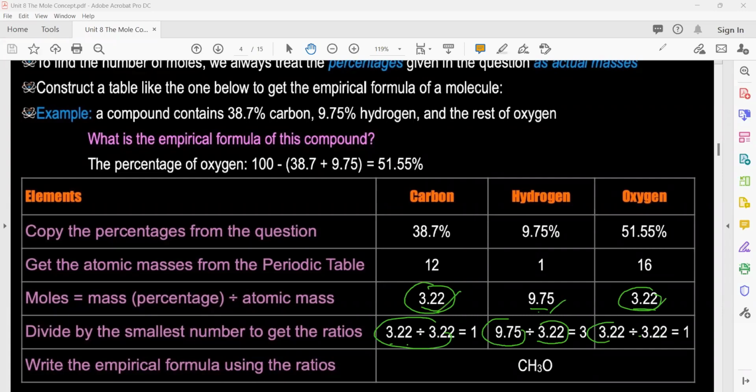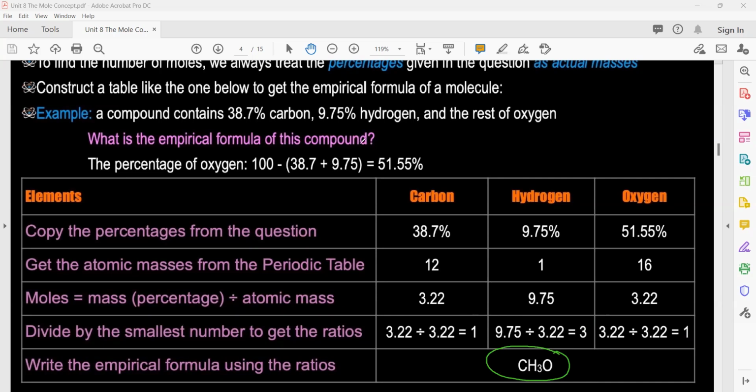What did you get here now? 1. What did you get here? 3. What did you get here? 1. So under C you will write 1. Under hydrogen you will write 3. Under oxygen you will write 1. So no need to write 1. So this is what? CH3O. So this is the empirical formula of this one.